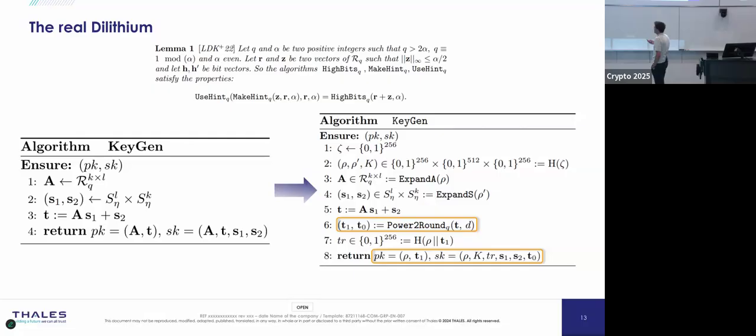Normally, the public key is T equals A times S1 plus S2. S1 is sufficient to forge arbitrary signatures, and so most attacks against Dilithium will try to find S1. You can also find S2 if you know T0.